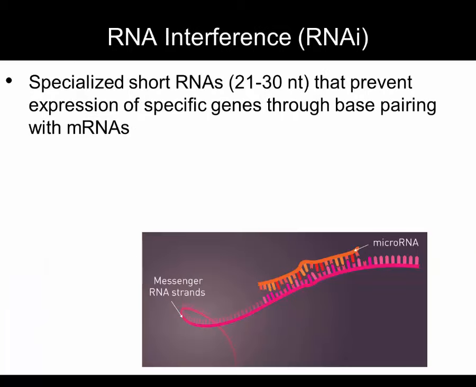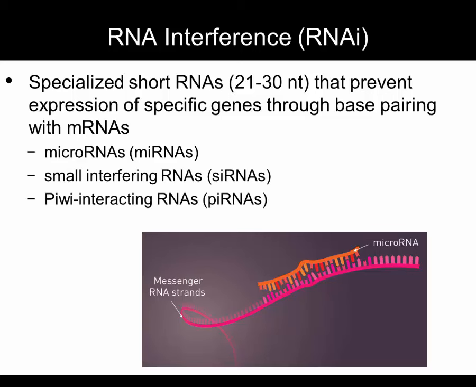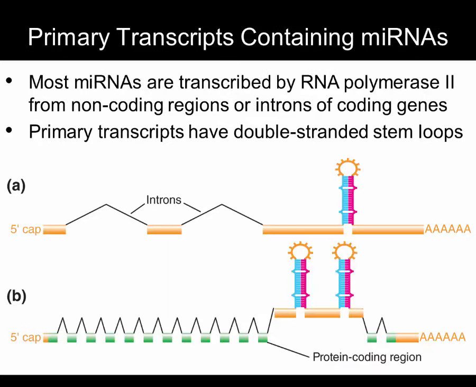Finally, let's talk about a way eukaryotes stop mRNA molecules from being translated. RNA interference, or RNAi, involves short pieces of RNA that base pair with mRNA. There are several types of these short RNAs, including microRNAs and small interfering RNAs, which we'll discuss. There are also piwi-interacting RNAs, which are less well understood but seem to play a role in reducing transposon movement.